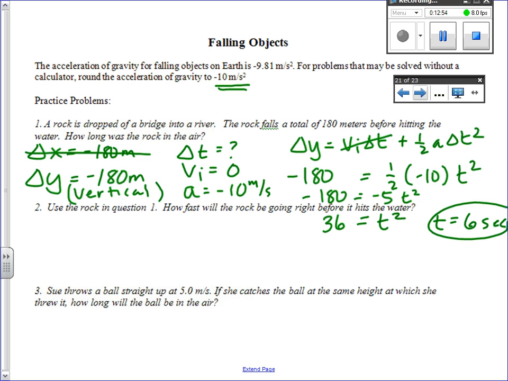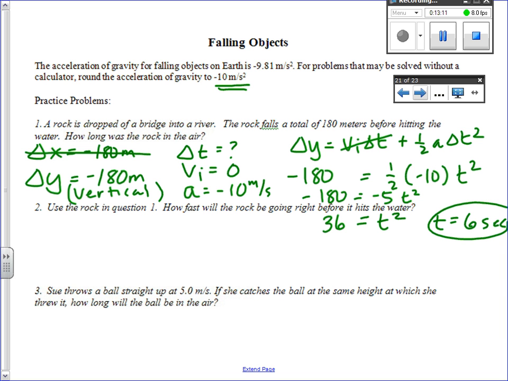So t is 6 seconds. You do need to be able to solve these italicized problems with mental math. There is a portion of the AP exam that does not allow you to use a calculator. Let's try question 2. Use the rock in question 1.